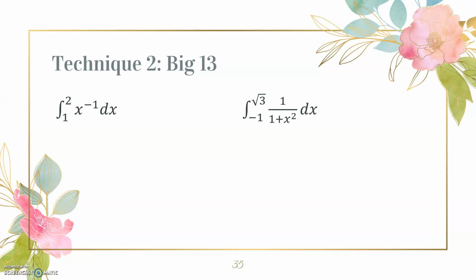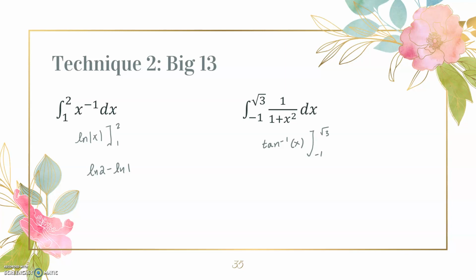The second technique is knowing really well what your big 13 are, knowing that the antiderivative of 1 over x is natural log of x. Then you can find the antiderivative very quickly, and you can plug in your numbers. Here the antiderivative would be tangent inverse. And I'm going to stop there because I feel like that is a pre-calculus topic, but that's the idea.